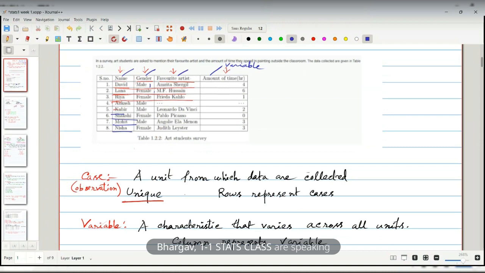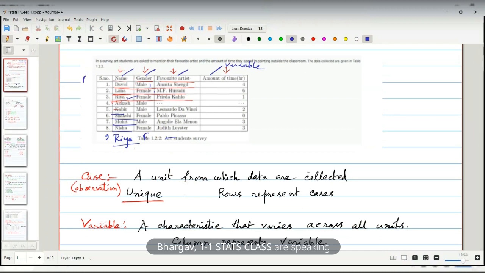Now if I add one more row here, Ria, female, some name here. Now tell me, one is Ria here and one more Ria is here. Now, are these unique or not? Depending on the units after the name, it will be given that it's different. Now, these names are not unique, right? So we can't say these names are cases. So we have to add some unique column.